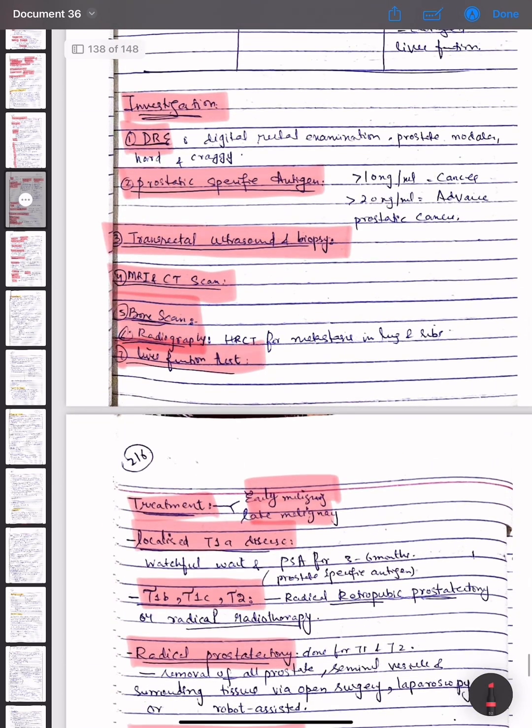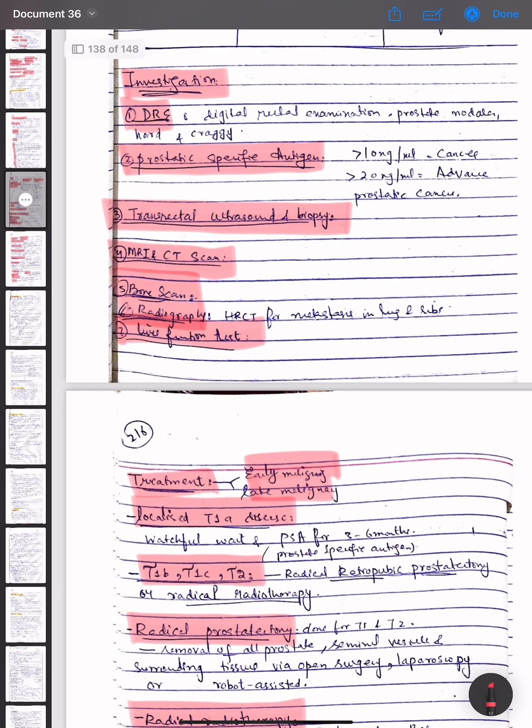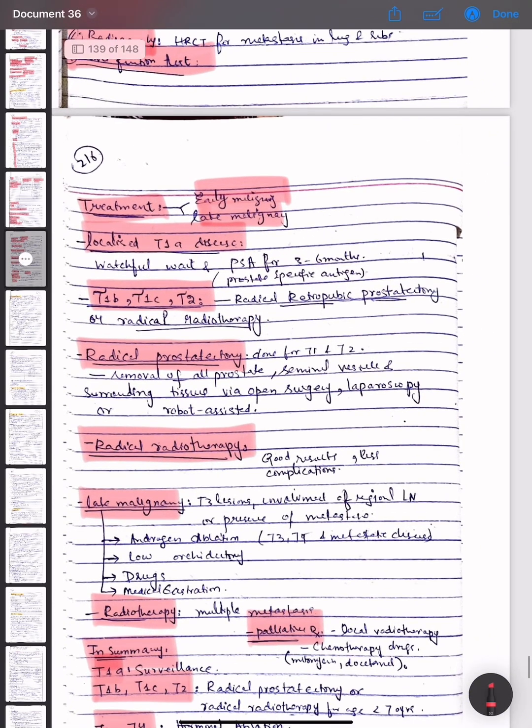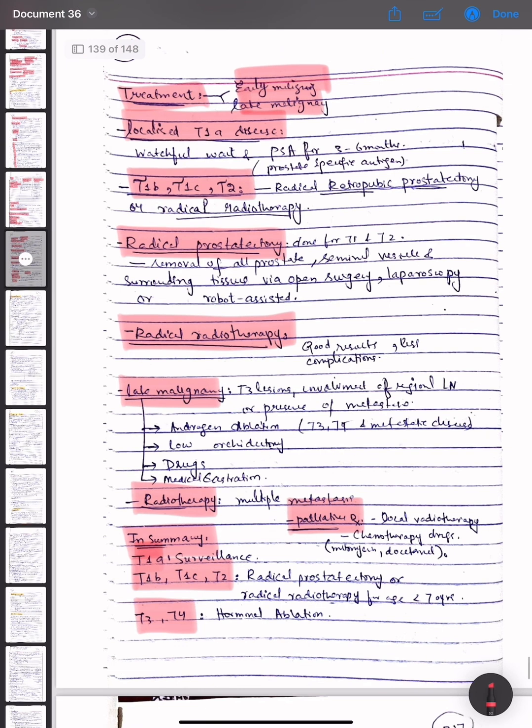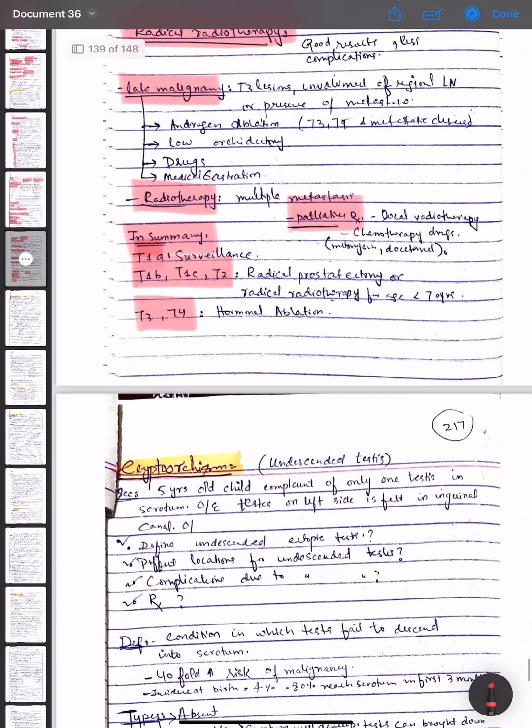These are DRE, prostatic specific antigens, transrectal ultrasonography and biopsy, then MRI and CT scan, then bone scan, then radiotherapy, and then the liver function test. Then we discuss the treatment options for early malignancy and late malignancy, for localized T1 disease, T1B, T1C, and T2, and radical prostatectomy, radical radiotherapy, and late malignancy, then the radiotherapy, palliative treatment.